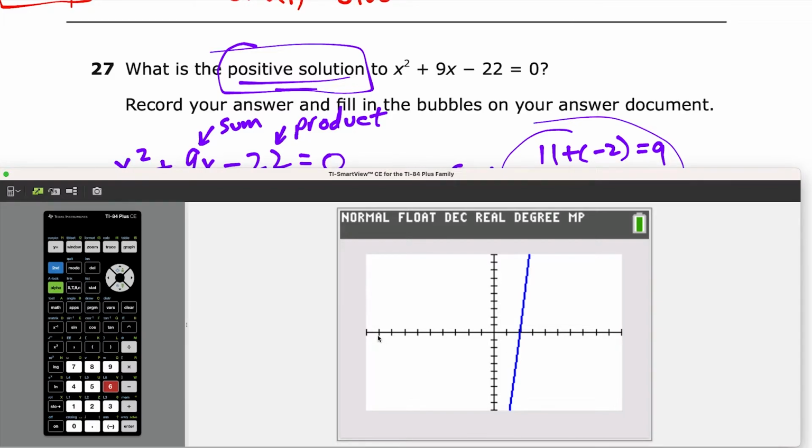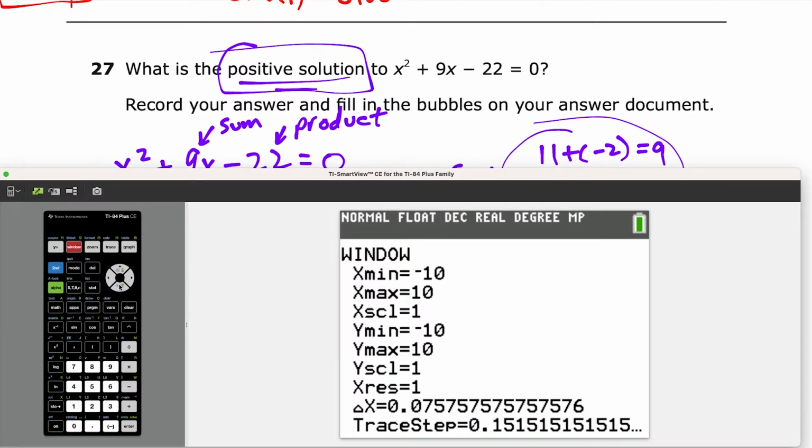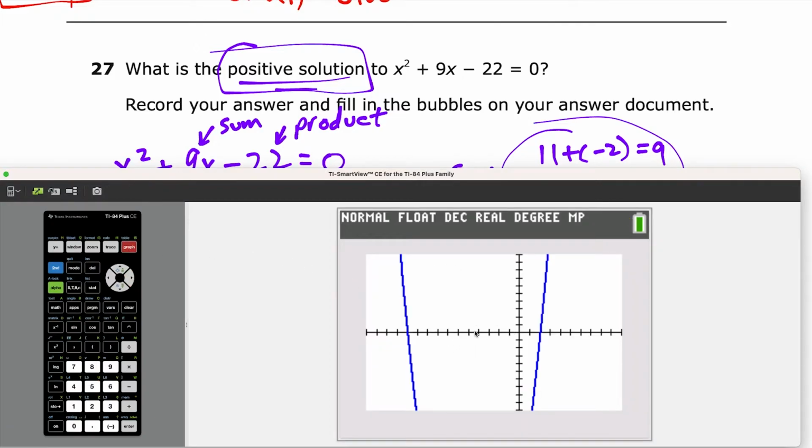But we also had a root of negative 11. But notice we don't see anything. That would be because we have to zoom this out a little bit. I would go to the window setting. And if I want to go to negative 11, that's less than negative 10. So let's say I bring my x minimum back to like negative 15. And now I could see my two roots, we have negative 11 and positive 2.